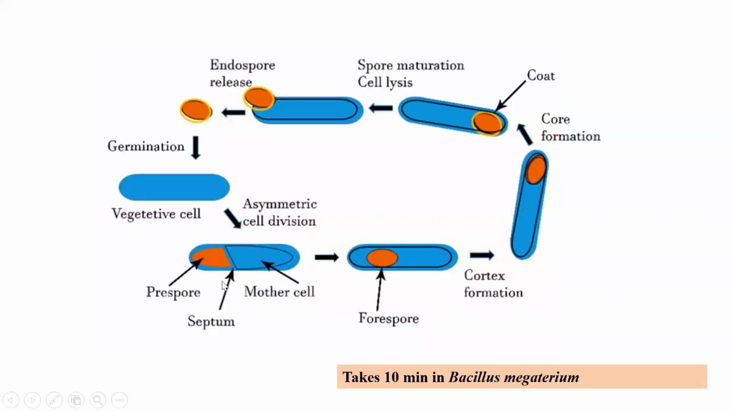So again, we can see here, this is the vegetative cell. Now the pre-spore is being formed after the appearance of the septum. Then the cortex formation occurs, the core formation, and the core coat is there. Now spore maturation. After spore maturation, the cell lyses and the endospore releases.